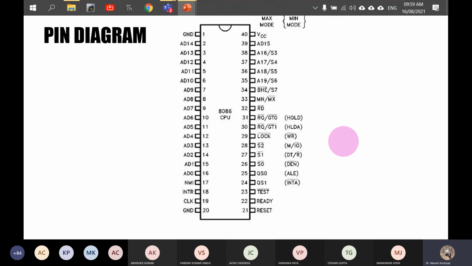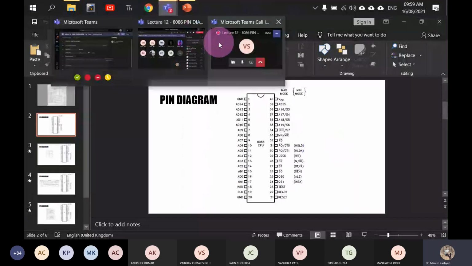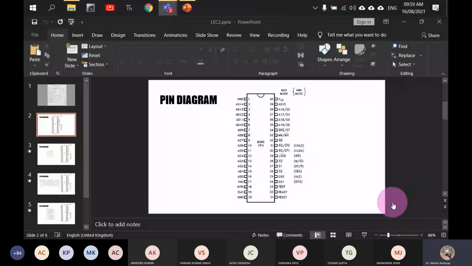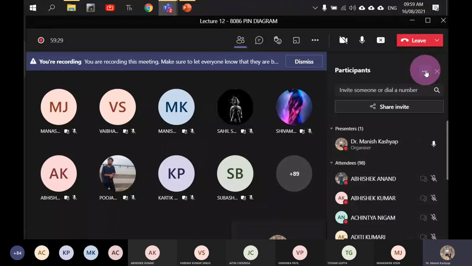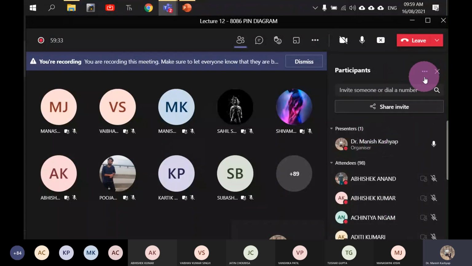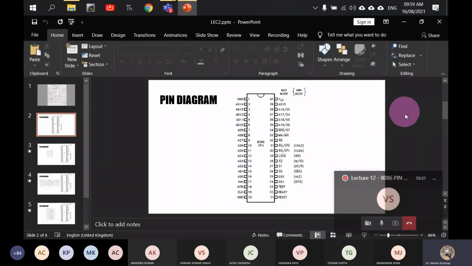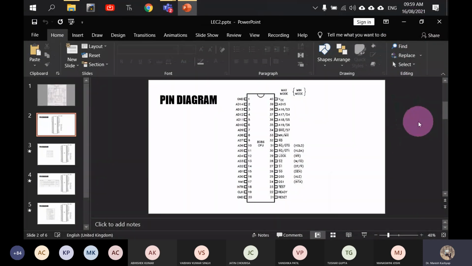So any doubts in the current session? Although these two lectures were highly theoretical, because we can't do much about it, since the information was to be displayed for this architecture and pin diagram, so it's mostly a one-way lecture. But still, if you have some doubts, you might ask.